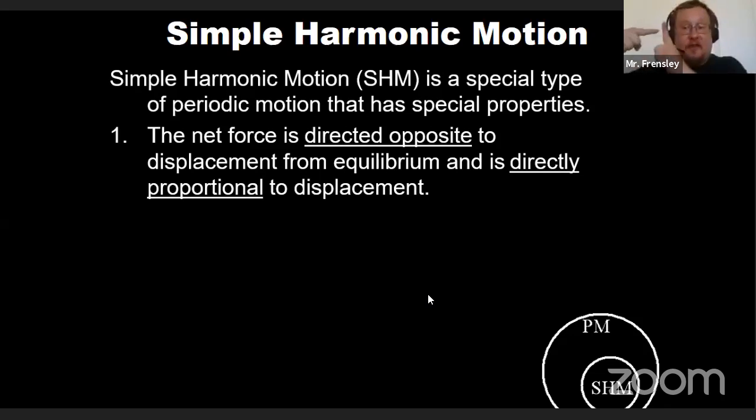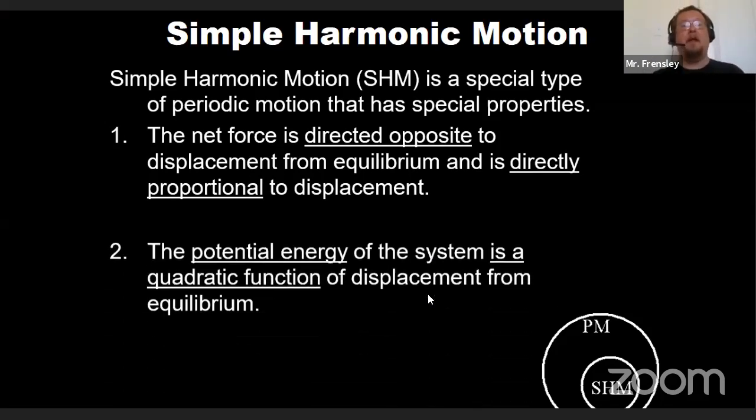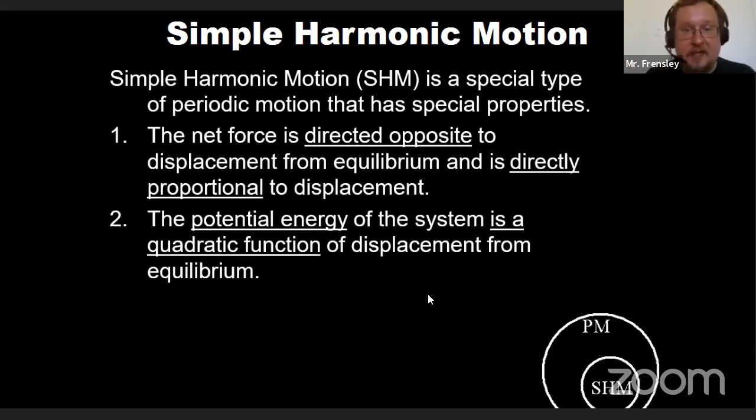Now, if the force is opposite displacement from equilibrium, it's going to push the object back. That's a repeating motion, right? But here's the key. The force has to be directly proportional to displacement. That means that if the displacement's doubled, the force is doubled, okay? Not any other function, like a linear function kind of thing, right? Now, the potential energy has to make like a quadratic function with the displacement from equilibrium.